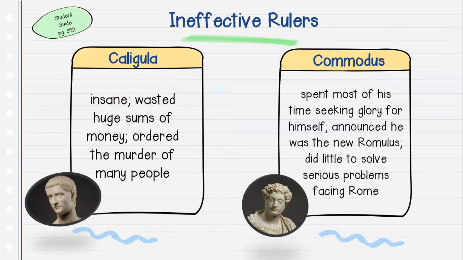Ineffective rulers. Caligula was insane, wasted huge sums of money, and ordered the murder of many people. And then Commodus spent most of his time seeking glory for himself. He announced he was the new Romulus, and he did little to solve the serious problems facing Rome. So you can see between those two rulers, there were a lot of issues and problems that led to the decline of Rome.